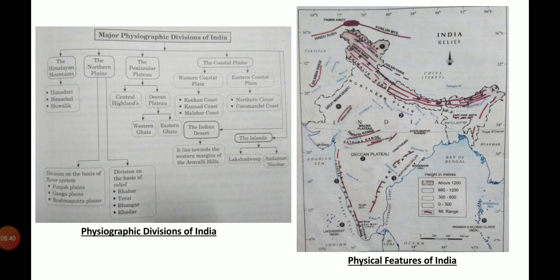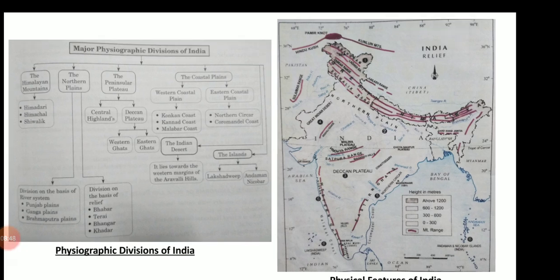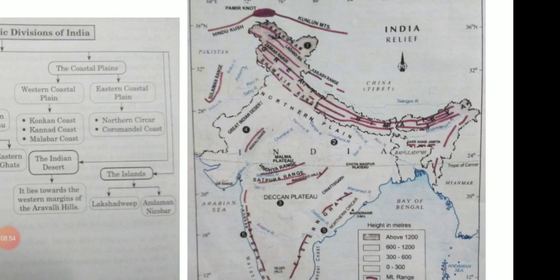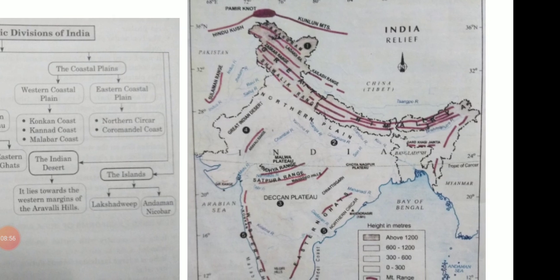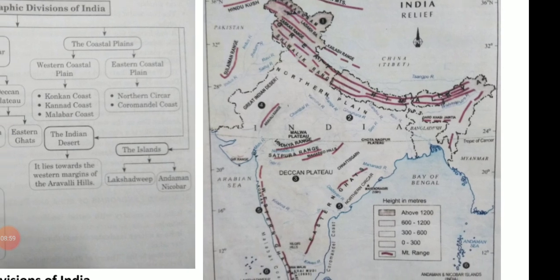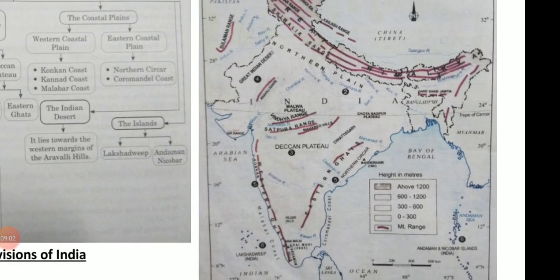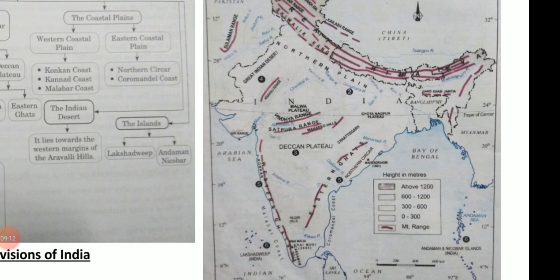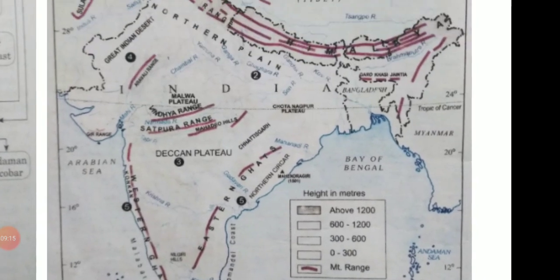Here we see the different physiographic divisions of India and their subparts, and the right side picture shows the physical features of India. Here we show the different mountain ranges of India. On the northern side, the Himalayan mountain range is shown by the brown colored lines. The southern part is the Deccan Plateau or Peninsular Plateau. In the middle of India, there are 2 mountain ranges, the Vindhya Range and the Satpura Range. On the western part of India, there is the Aravalli Range also. And in the northeastern part of India, there are 3 hills, Garo, Khasi and Jaintia hills.